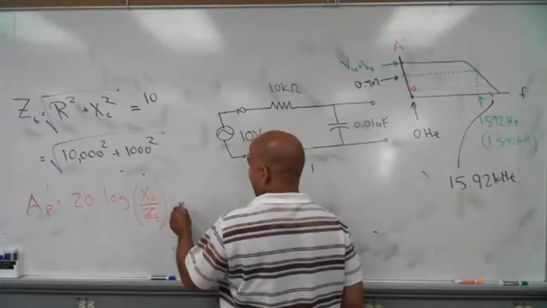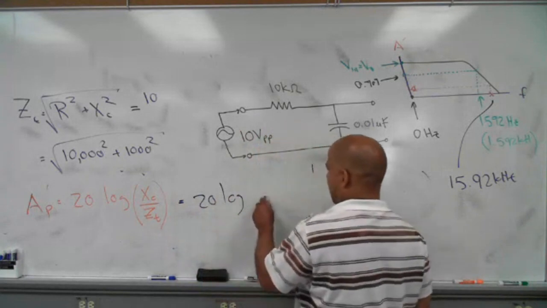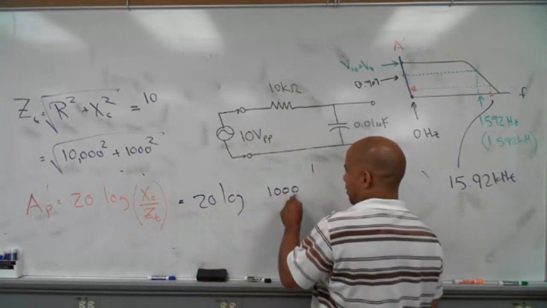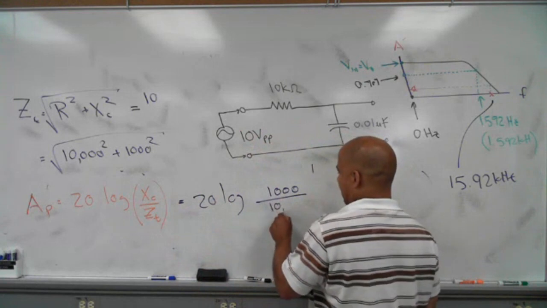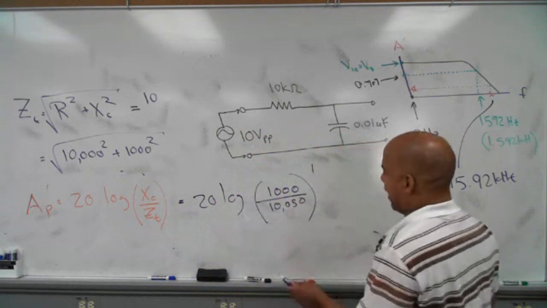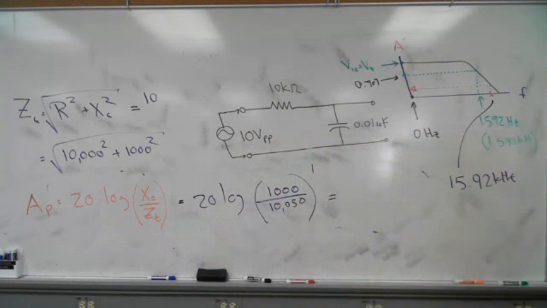But if I do the math here, so let's do 20 log. If you want, this was 1,000, and this was something like that. Or you can use 10,000. It's not going to matter. That 50 is not going to matter. So what do you get when you do the math? I got negative 20 decibels.